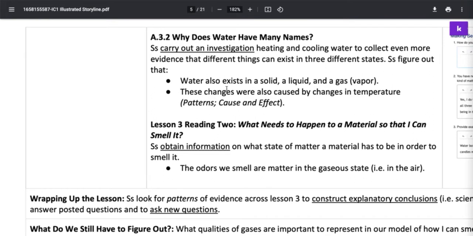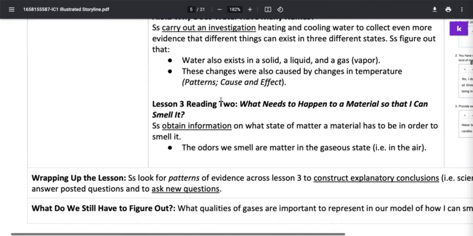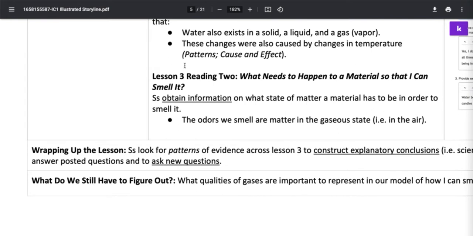This is that lab where they melt water. And again, I just kind of skip through it, and I don't spend a lot of time on it. Make this pretty fast. But this is the key part here. This is what needs to happen to a material so that I can smell it.